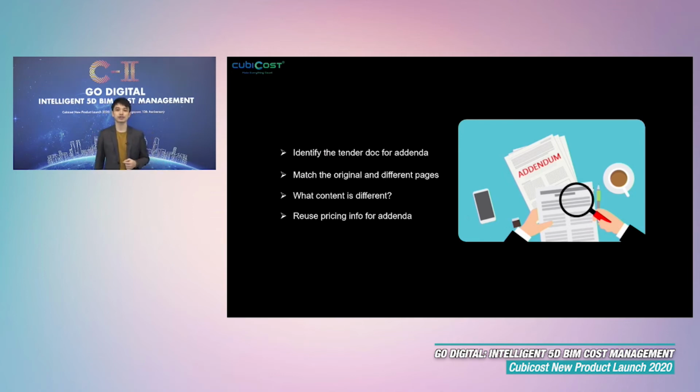Upon receiving the tender documents from an addendum, QS first has to convert it into editable format again, Excel, right? Then have to identify how many pages are changed, which pages are the original ones, and what content is different, and how to reuse the pricing info for the addendum BQ. All these require enormous time from QS, and they are all inevitable for QS to address or handle addenda.